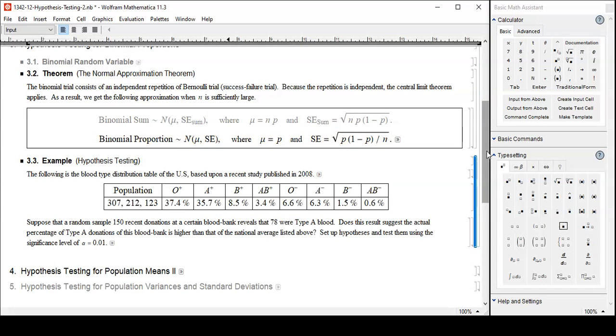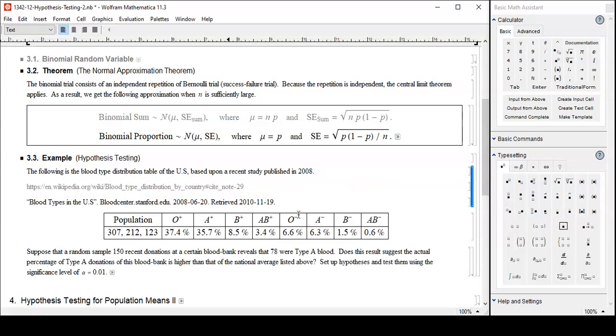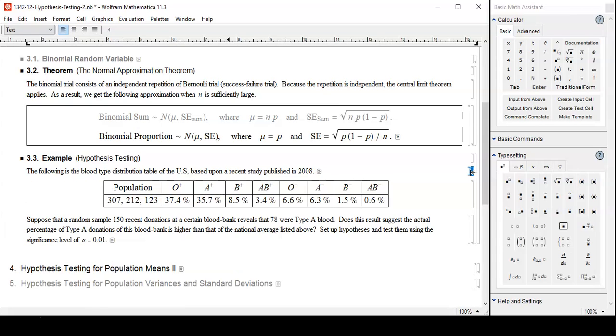And here is a problem. The following is the blood type distribution table of the United States based upon a recent study published in 2008. And here is the source for that. Suppose that a random sample of 120 recent donations at a certain blood bank reveals that 78 were type A blood. Does this result suggest that the actual percentage of type A donations of this blood bank is higher than that of the national average listed above?